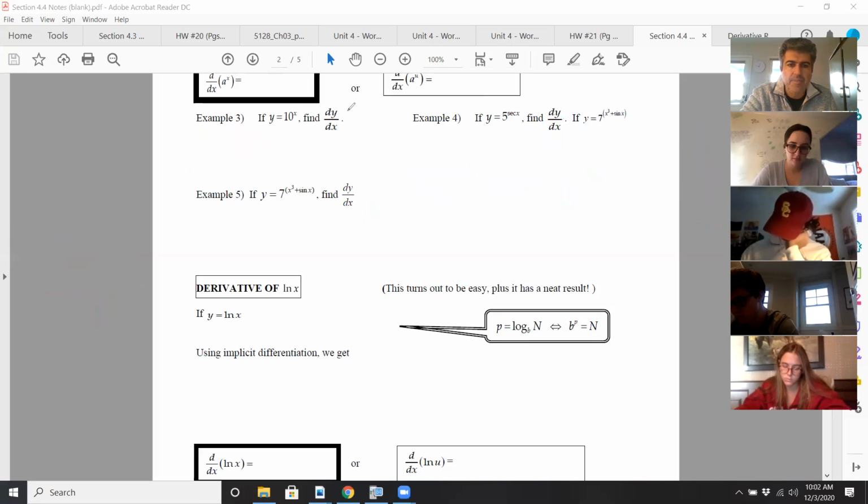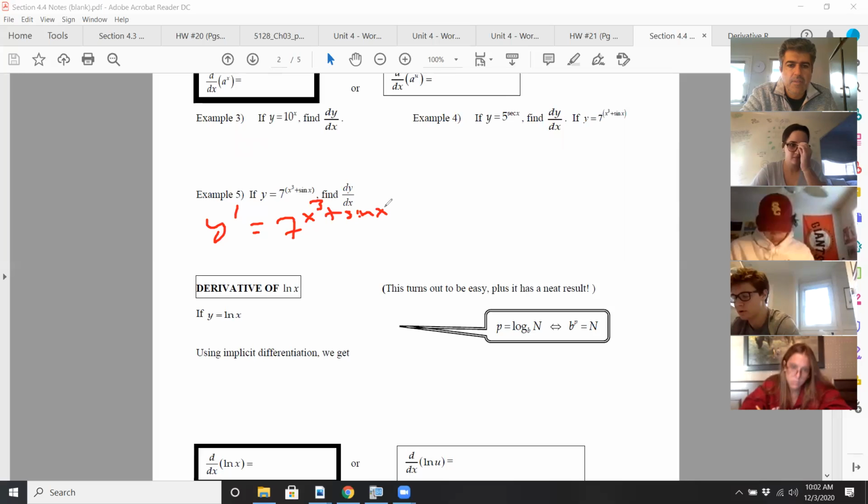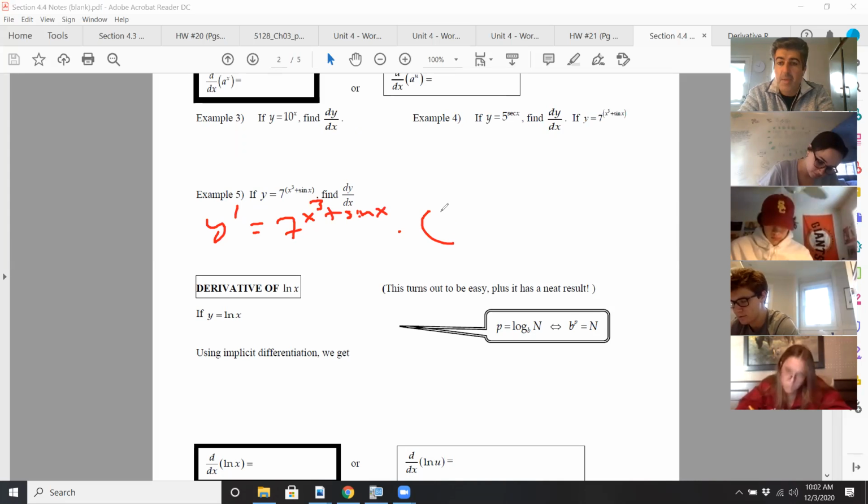Let's look at this next one here. That derivative is going to be is what it is. Times ln 7. Notice I keep forgetting to do that. So I got to remember that. And then times the derivative of x cubed plus sine x.